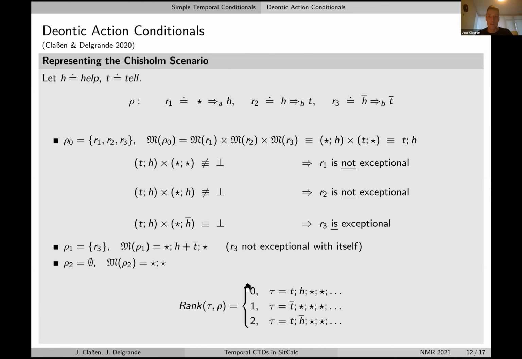And maybe let me just skip a little bit quicker over this. So we can then represent the Chisholm scenario by corresponding conditionals. And in the end, we actually get a ranking that very much corresponds to the intuition that indeed, the most ideal trace would be the one where we first tell that we are coming and then help. And then the next one would be not telling and followed by whatever. And in the worst case, we tell, but we then actually don't come to help.